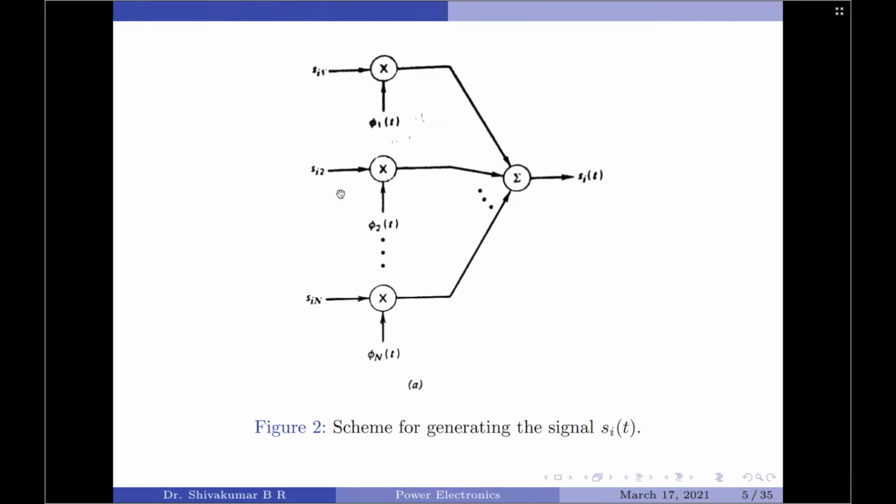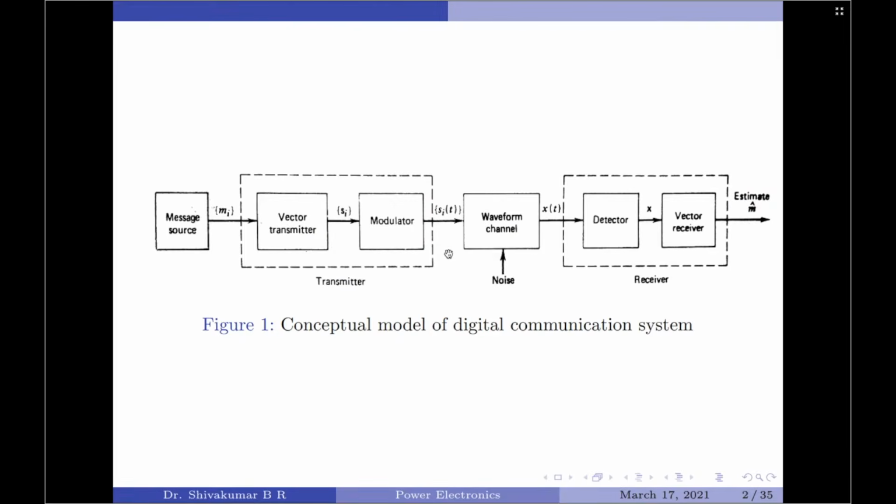So, when you look carefully at this diagram, you can see this system consists of a bank of capital N multipliers which are each supplied by its own basis function represented by phi j of t followed by a summer. This scheme may be viewed as performing a similar role to that of the second stage of the modulator in the transmitter of the conceptual model of the digital communication system.